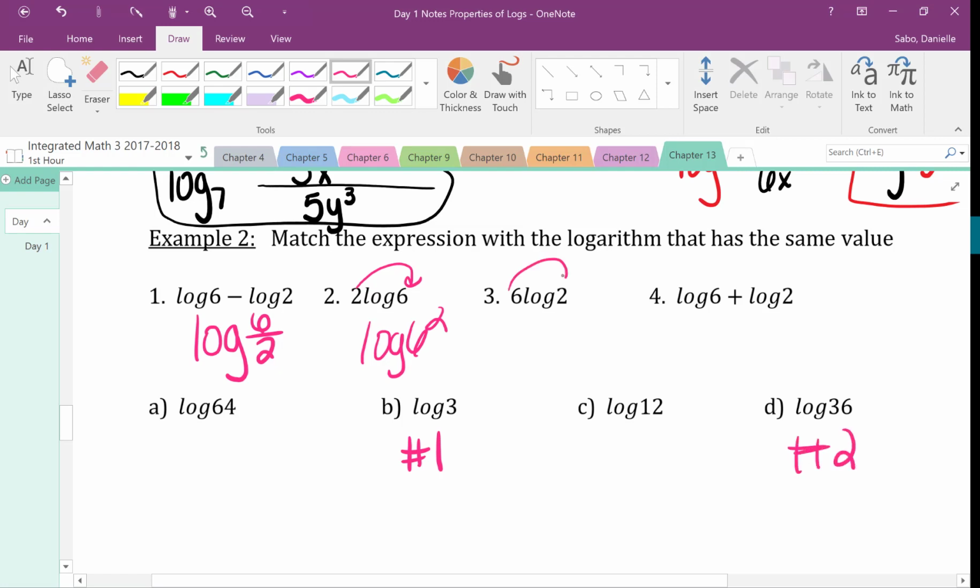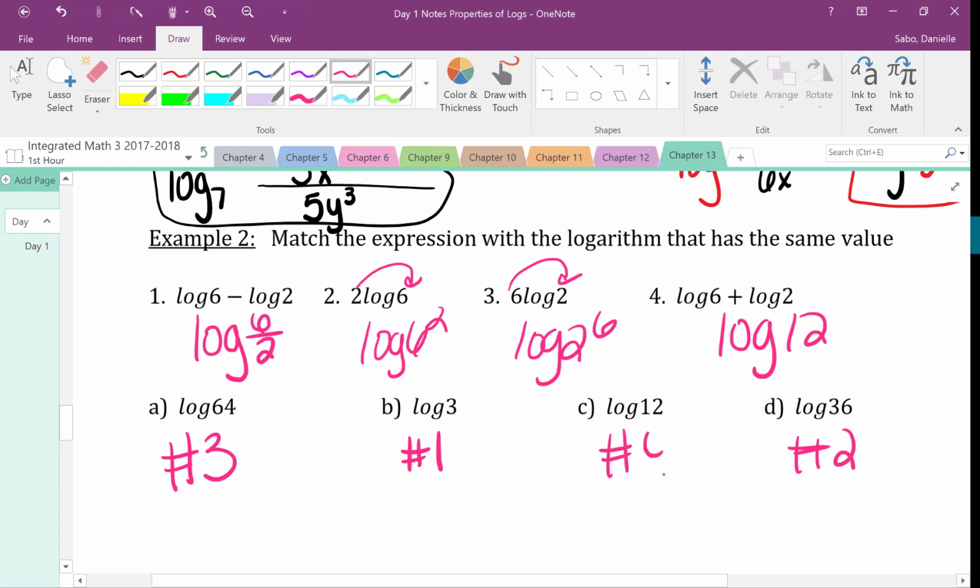And then same thing here. I have log 2 to the 6th power, which is going to be what letter? A, okay? Seeing if you're paying attention. When I add these together, which really means I'm multiplying, I have log, that's why this one. Okay, flip when you're ready.